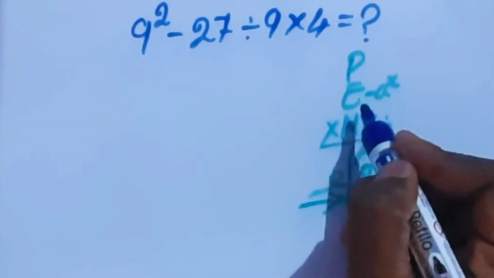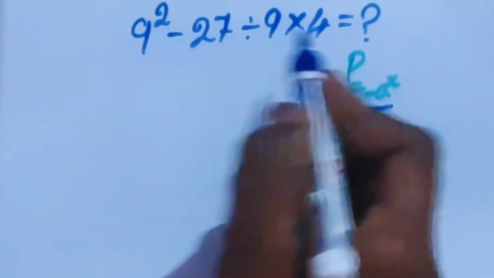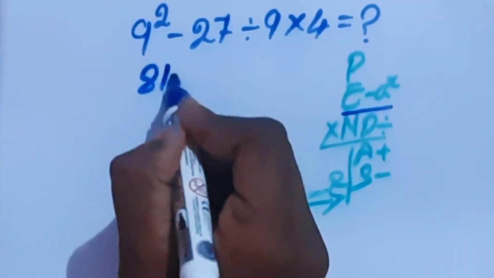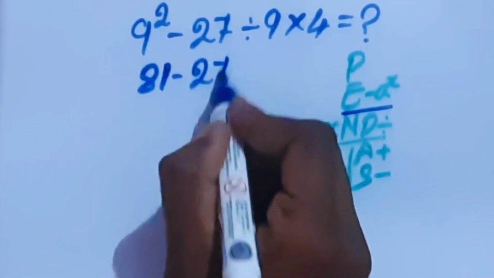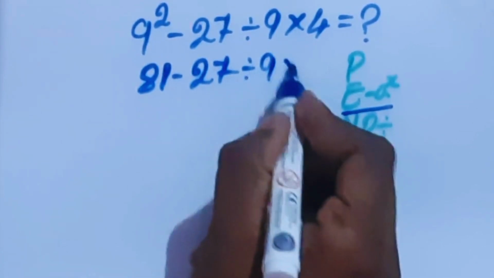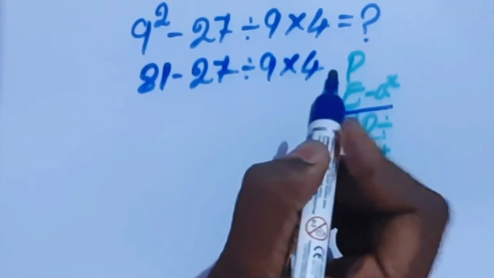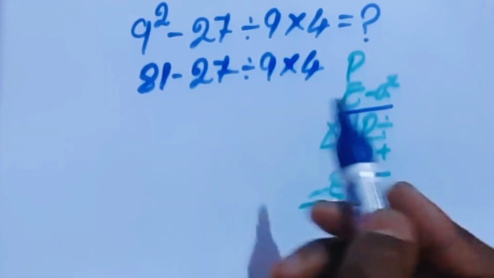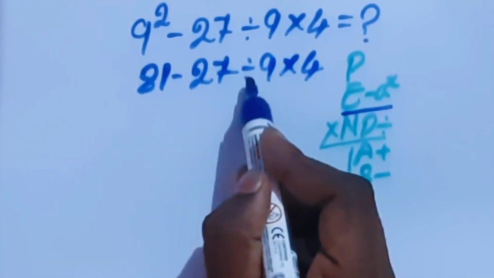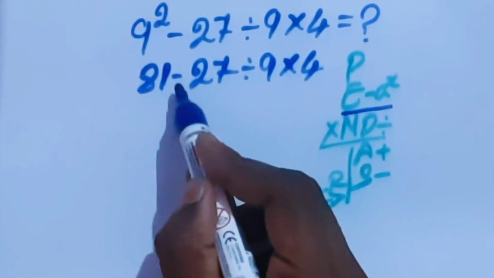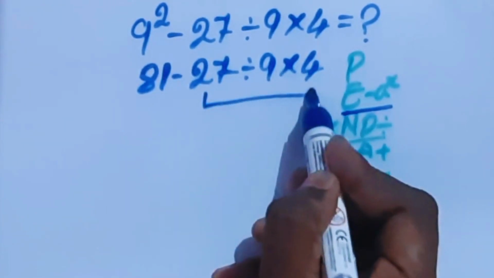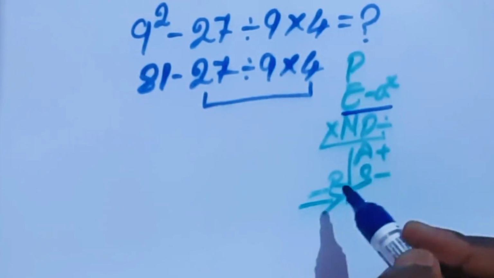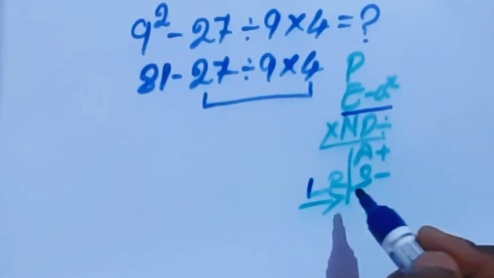As per the PEMDAS, this exponent is higher priority than other operations. So this 9 square is 81 minus 27 divided by 9 times this 4. Now we have subtraction, division and multiplication. Here this multiplication and division are higher priority than this subtraction. So we have to do this before this subtraction. Here both are equal priority. For this we are going to follow this left to right rule.